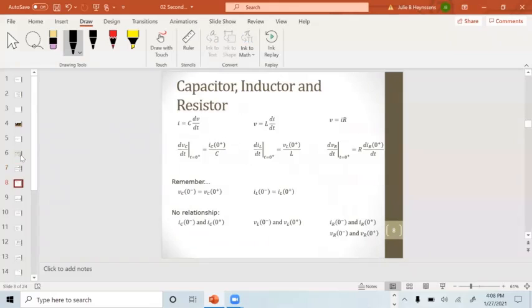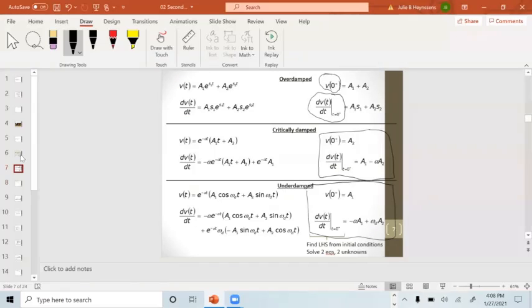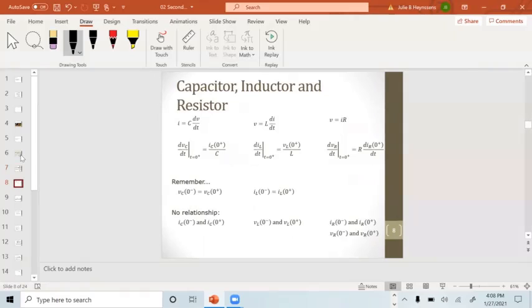Okay, then we move on. In order to get these numbers over here, the v or i at 0 plus, and the rate of change of v or i at 0 plus, you're going to have to do a little bit of circuit analysis. It starts with the most basic equations in the world: i equals C dv/dt, v equals L di/dt, and v equals iR.